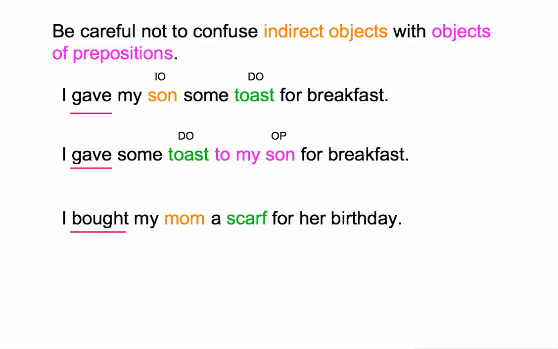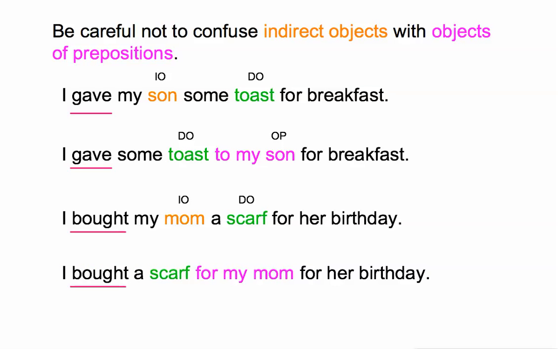Let's look at another example. I bought my mom a scarf for her birthday. We've already identified scarf as the direct object, mom as the indirect object. We look at the same sentence written a slightly different way. I bought a scarf for my mom for her birthday. Scarf is still the direct object. However, there is no indirect object in the sentence. Mom is the object of the preposition for. Okay, so look at these patterns. Remember this rule. This is one of the single most confusing rules regarding identification of indirect objects.